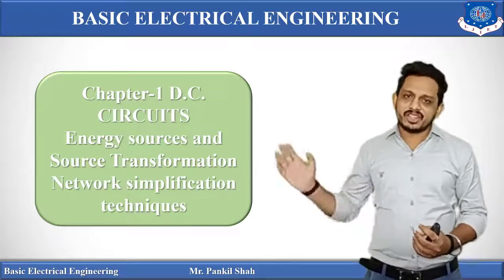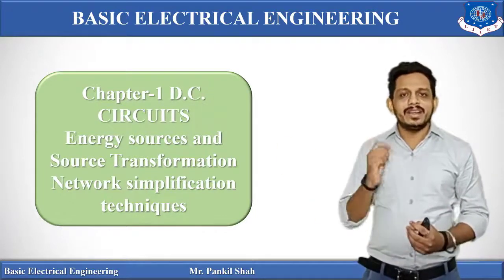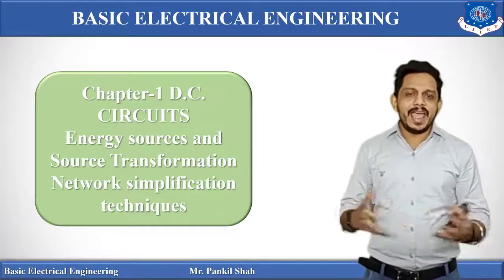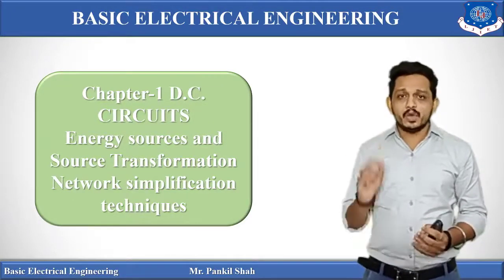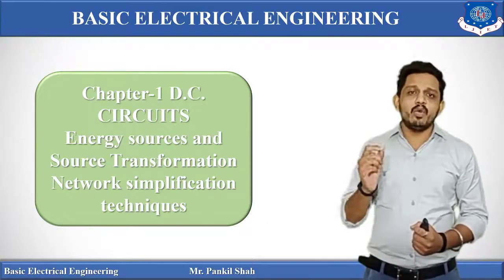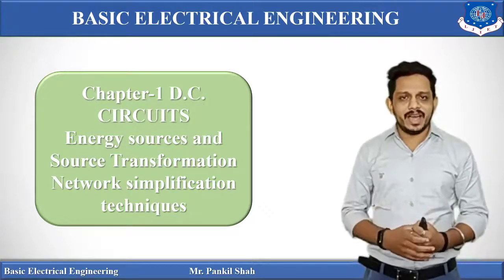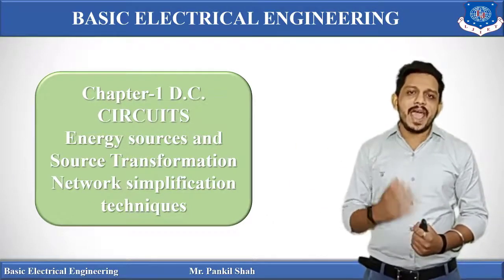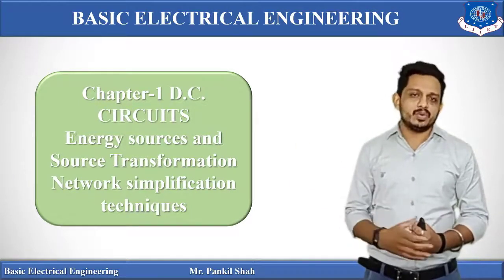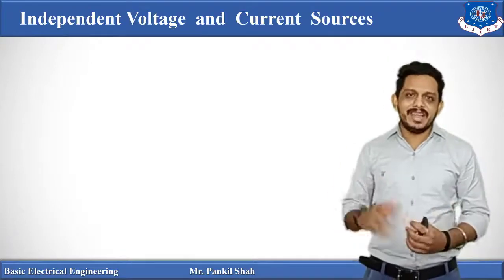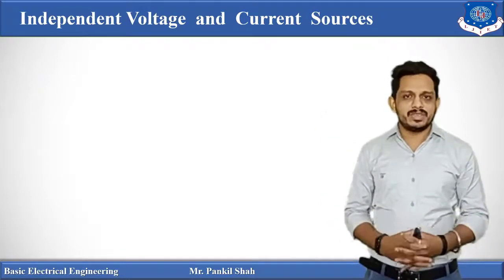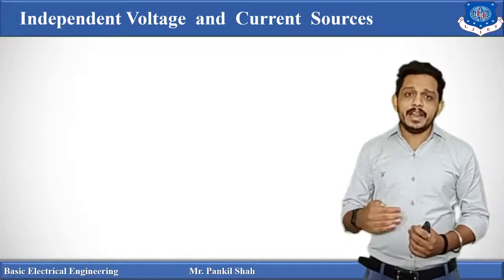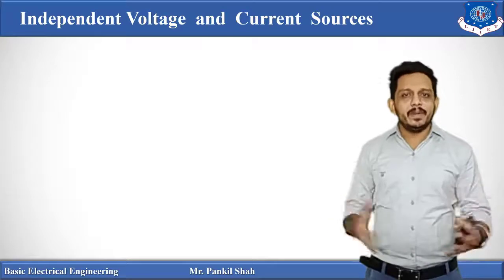So here let's start. Let's begin with the types of energy sources that we are using in any type of electric circuit. So basically, there are two types of energy sources that we are using, and those two types are the independent energy source and the dependent energy source. So let's see first independent energy sources. In independent energy sources, there are two types of sources: independent voltage source and independent current source.